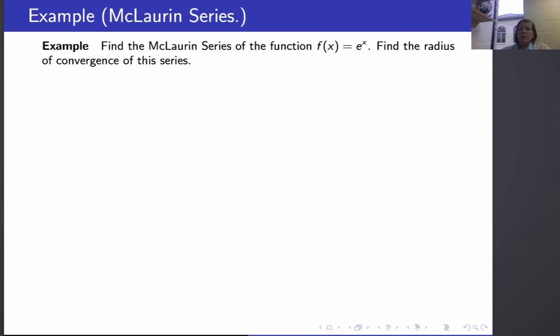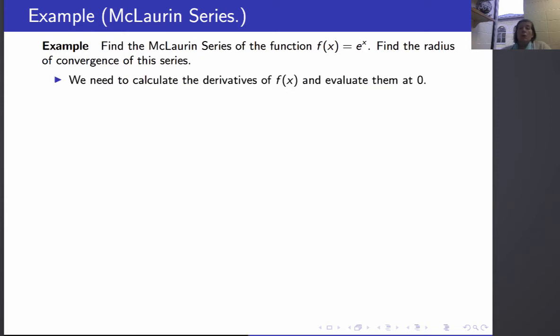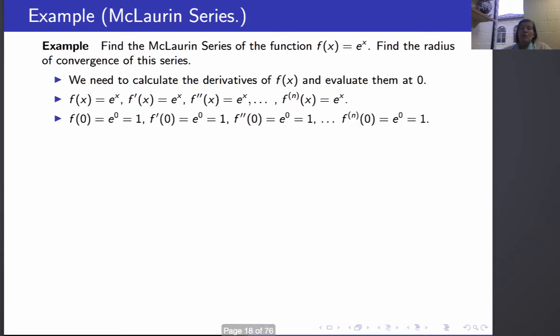Our first skill that we want to learn is to actually write down the Maclaurin series or the Taylor series of a function. So let's find the Maclaurin series of the function f(x) equals e to the x, and let's try to find the radius of convergence of that series. Well, we need to calculate all of the derivatives of f(x) and evaluate them at 0. But of course this is easy because this is the exponential function, so f(x) is e to the x, its first derivative is e to the x, its second derivative is e to the x, etc., etc.